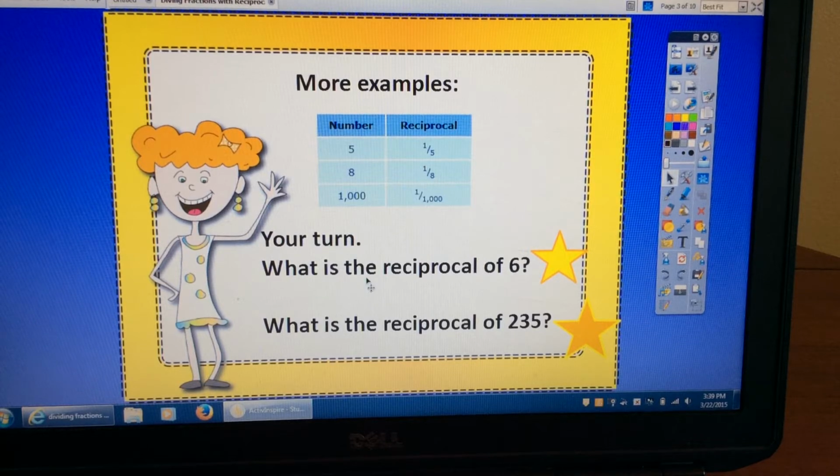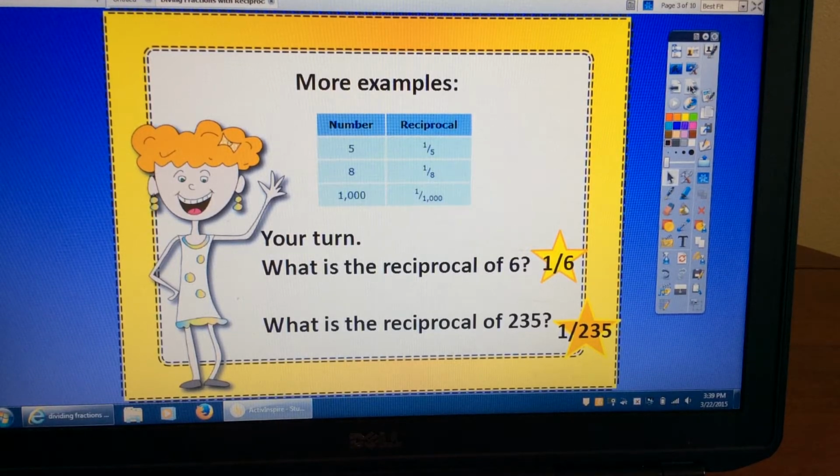Now it's your turn. What would the reciprocal of 6 be? That's right. It is 1/6 because I'm dividing 1 by 6. What is the reciprocal of 235? Correct. It should be 1 over 235, or 1 divided by 235.